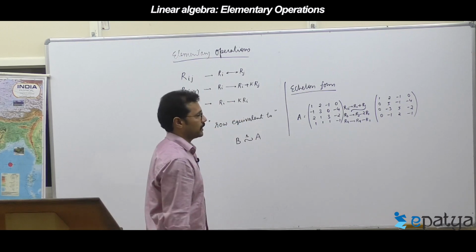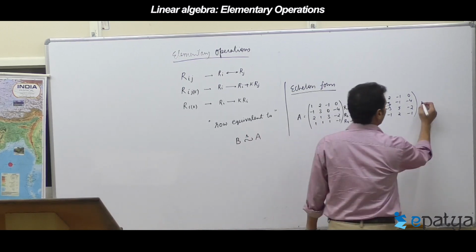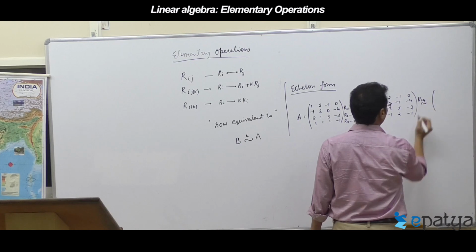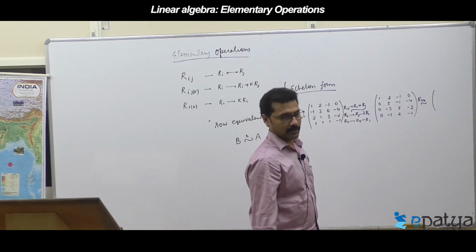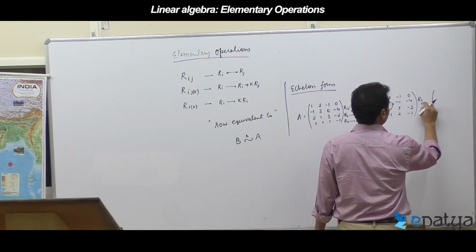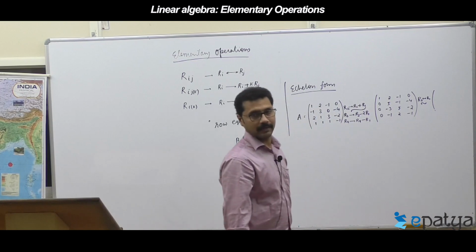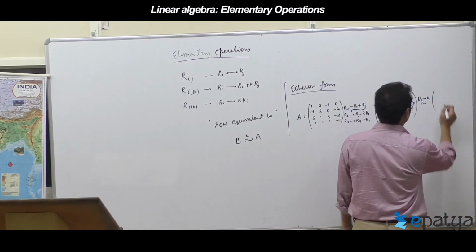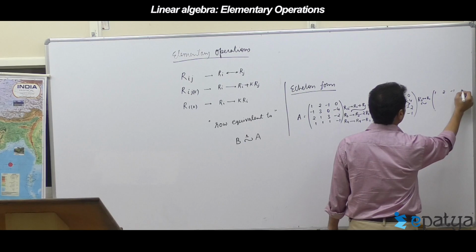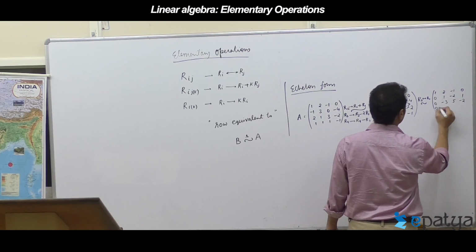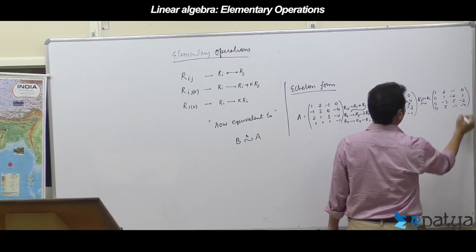1, minus 1. So what you can do here is interchange row 2 and row 4. Row 2 and row 4 can be interchanged. This is symbolic notation, but you can write row 2 and row 4 interchange to get into echelon form. And you can multiply with minus 1 also. 1, 2, minus 1, 0; 0, 1, minus 2, 1; 0, minus 3, 5, minus 2; 0, 5, minus 1, minus 4.